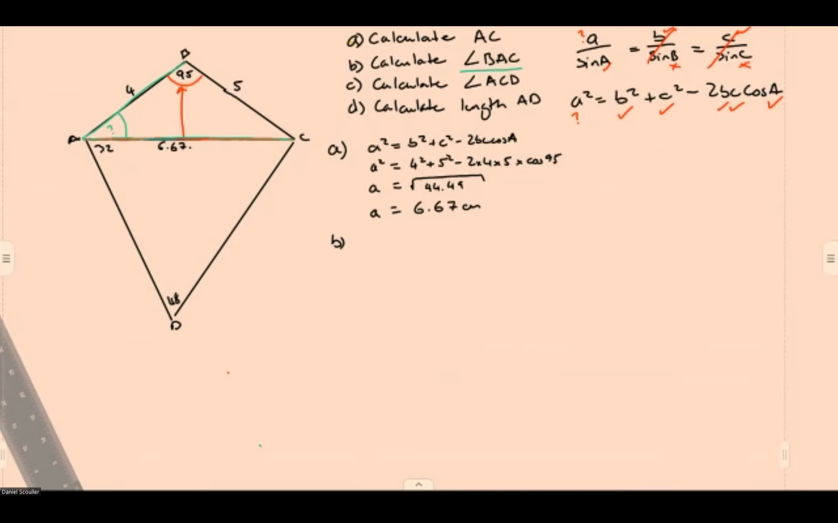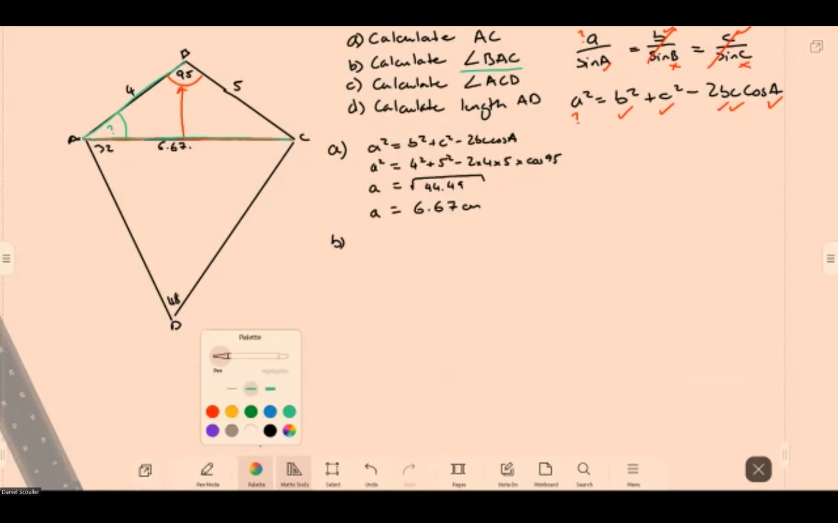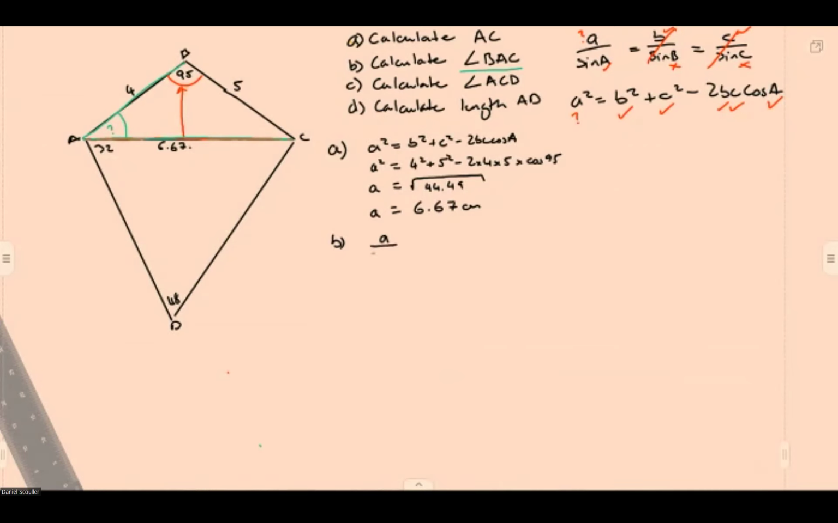Okay, so we're looking to find an angle. We've got all our sides, and we've got one other angle. So we are going to use the sine rule. I'll write it out fully: A over sine A equals B over sine B equals C over sine C. Now, it doesn't matter what you start with, as in what you label side A. You can label the 4 side A, the 5 side A, or the 6.67 side A.